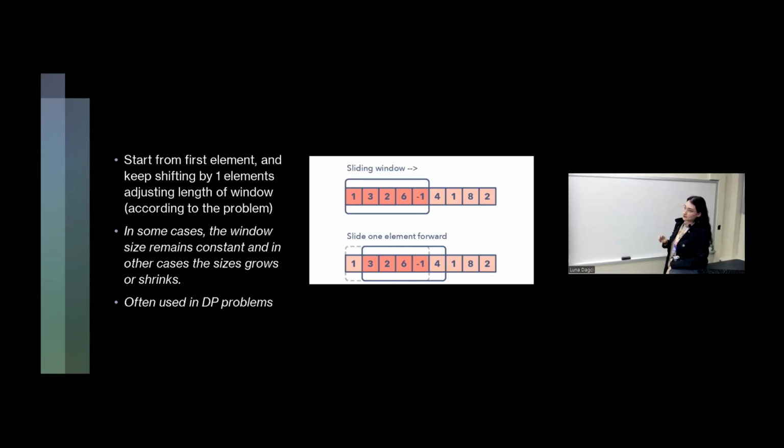In the sliding window pattern, we typically start from the first element. Sometimes we have two pointers. One starts from the first element, position 0, and the other starts from position 1, for example. Then we keep shifting by 1, adjusting the length of the window. I'm just reading from the slide right now. In some cases, the window size remains constant, and in other cases, depending on the question, the size can grow or shrink.